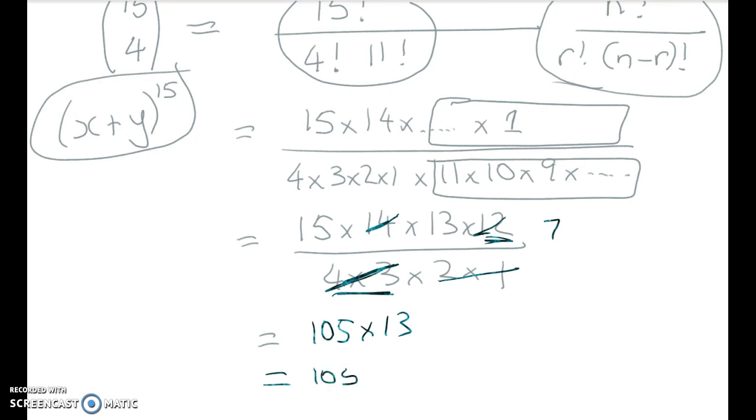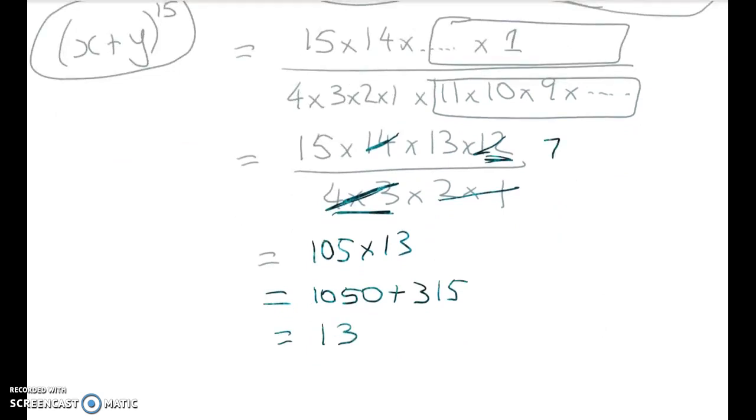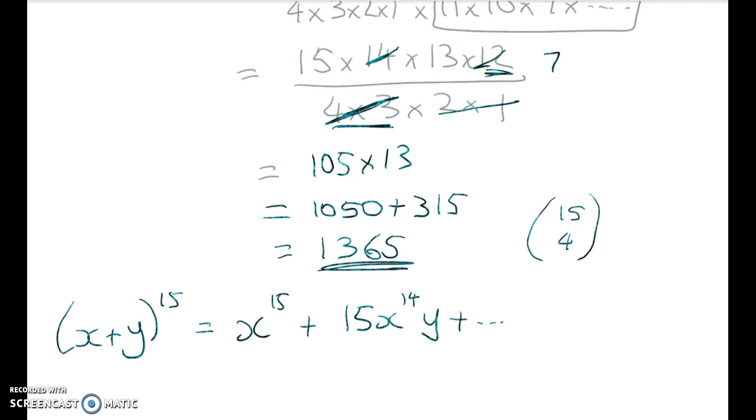Let's think. So it's 1050 plus 315, which gives me 1365. So that would be the coefficient, 15 choose 4. So we know that one of the terms, if we did this expansion, well, the first one would be x to the power of 15. The next one would be 15x to the 14 y plus something we haven't figured out, plus something else.